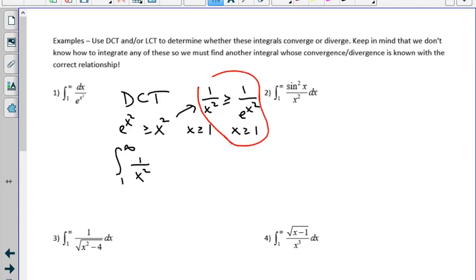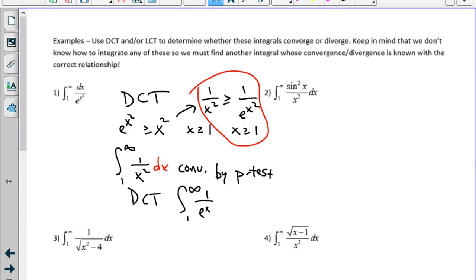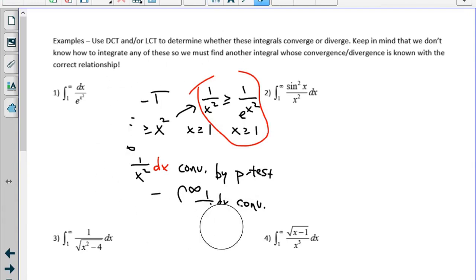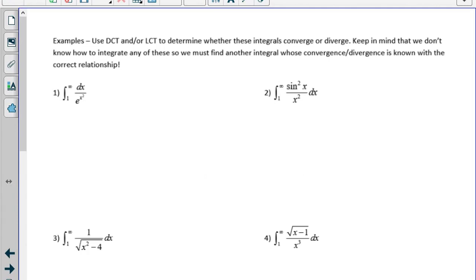So this is also true, and therefore, since this converges by the p-test, then the direct comparison test says that the integral from 1 to infinity of 1 over e to the x squared dx also converges. So I could have used the direct comparison test in a couple of different ways. Okay, that's number 1. Number 2.